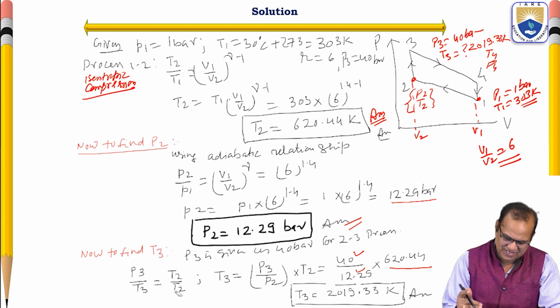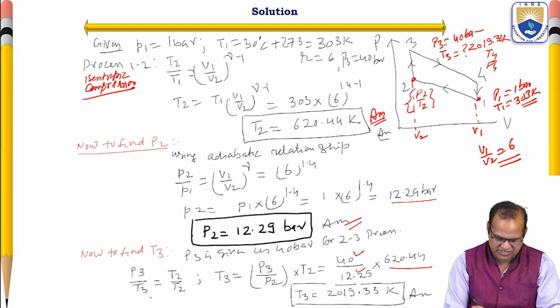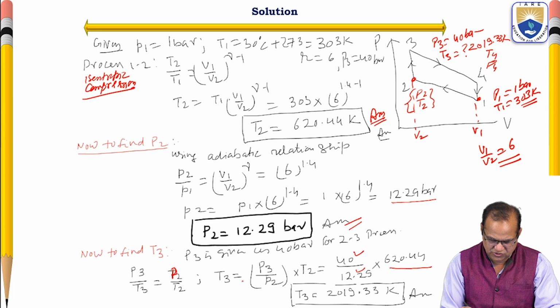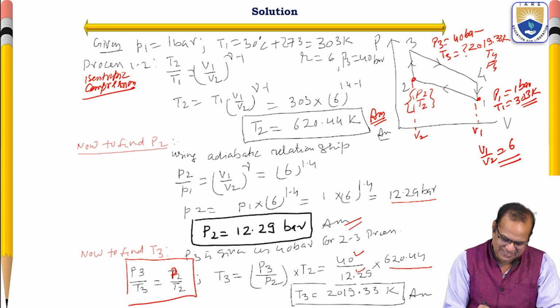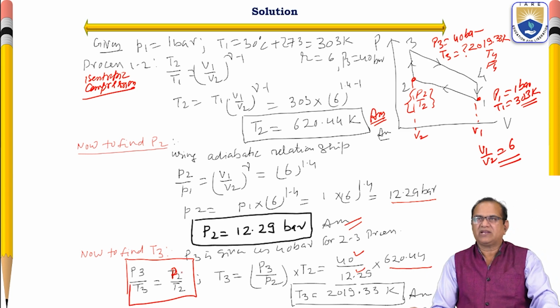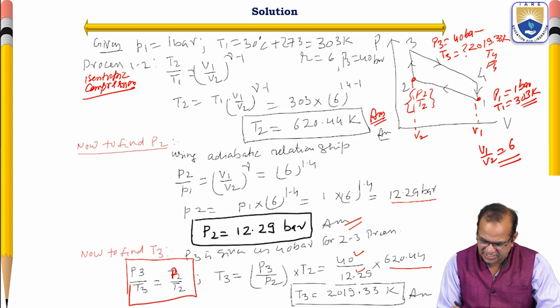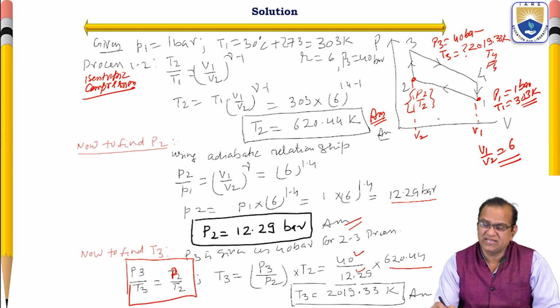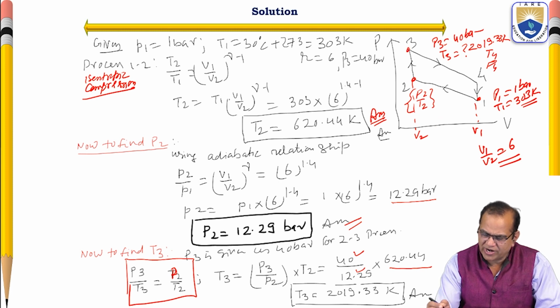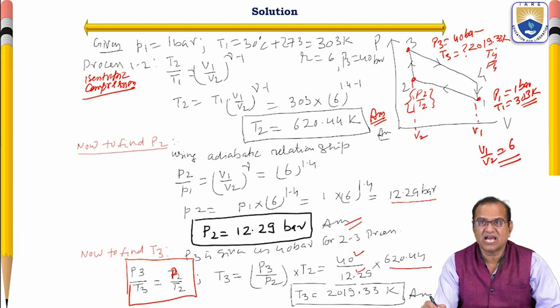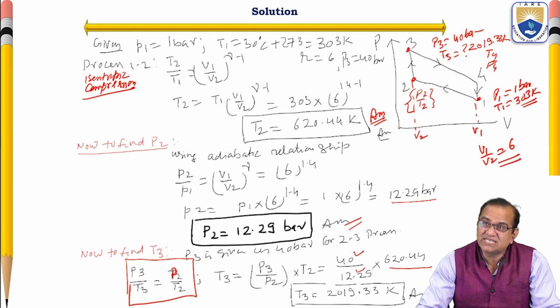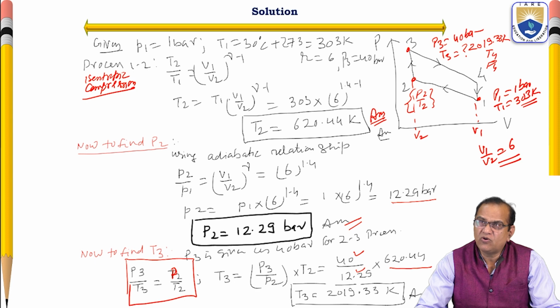Okay, so we can see here that P3 by T3 is equal to P2 by T2. So T3 is equal to P3 by P2 into T2. Just you have to see this one. So here we got the temperature T3, and T3 is equal to 2019.33. We can see that at point 3, your pressure is very high and temperature is also very high. Now we have to see how to find out the T4 and the P4.